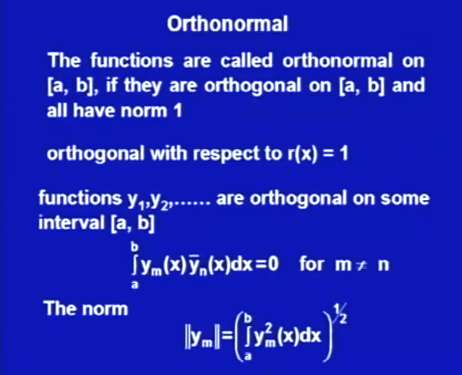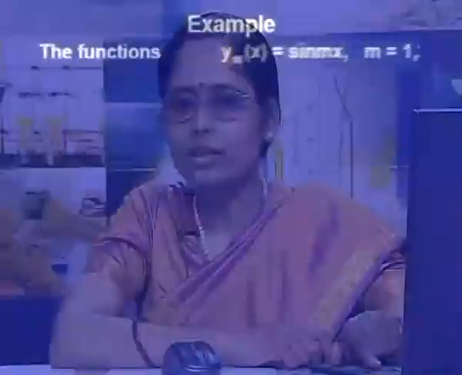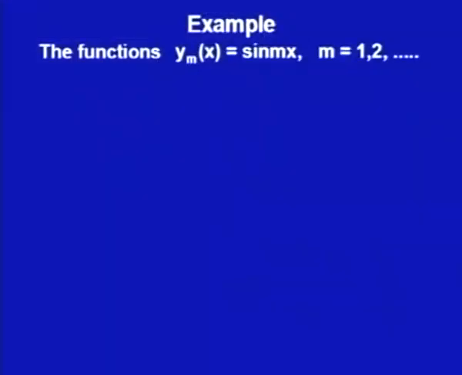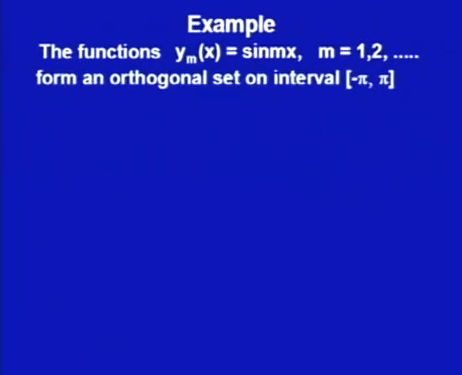Now, before moving to the properties of the Sturm Liouville problem, let us first do one example to understand this orthogonality. The functions sin mx, for m as integer 1, 2 and so on, form an orthogonal set on the interval minus pi to plus pi. That says we have to show that this y_m(x) for m equal to 1, 2, 3 and so on is orthogonal.